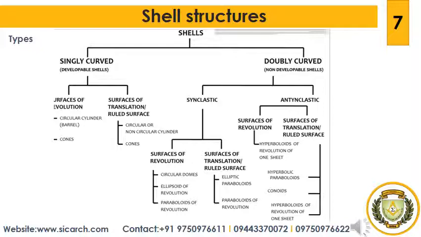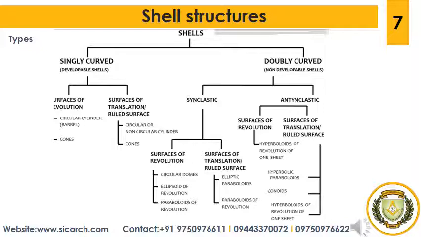So next we will see about doubly curved shells. Under doubly curved we can classify it as synclastic and anticlastic shells. First we will see synclastic. Synclastic itself can be further divided into surfaces of revolution and surfaces of translation. Under surfaces of revolution in synclastic we see circular domes, ellipsoid of revolution and paraboloids of revolution. And under surfaces of translation we see elliptical paraboloids and paraboloids of revolution.